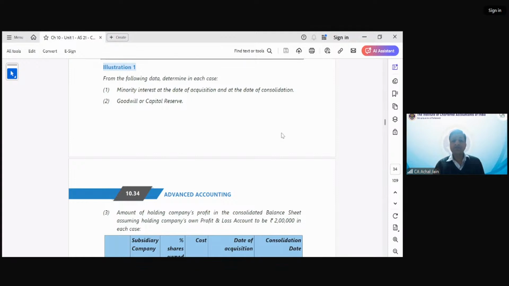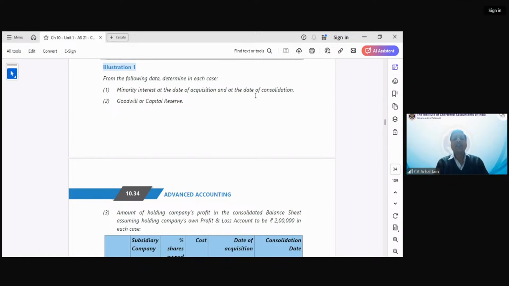Now you are given some information and you are required to compute two things. One is minority interest, and second is goodwill or capital reserve. Now, around the minority interest, goodwill or capital reserve, can you tell me on what date these are required to be computed? What is the date when you are required to compute goodwill or minority interest? Hardik says date of acquisition. Great. Pranav has the same answer.